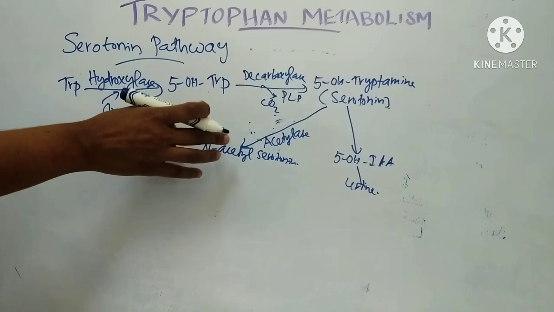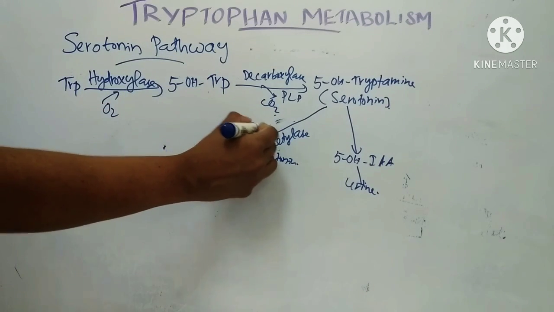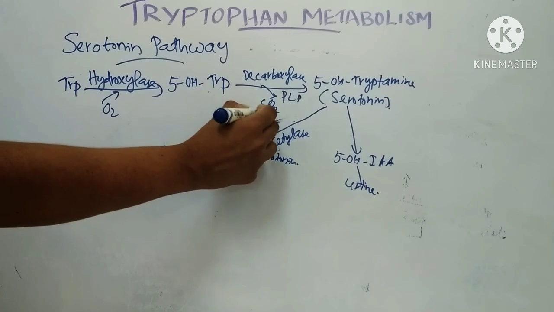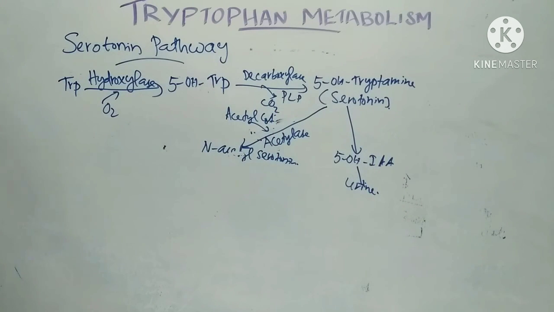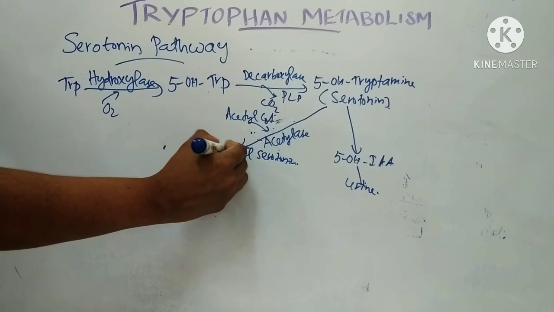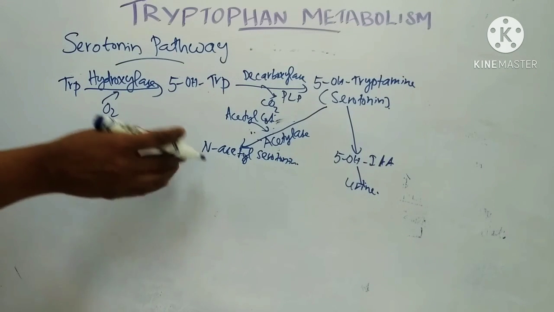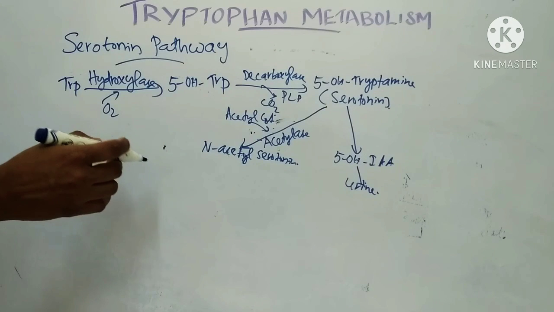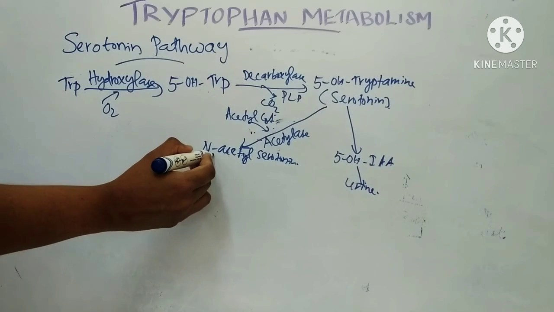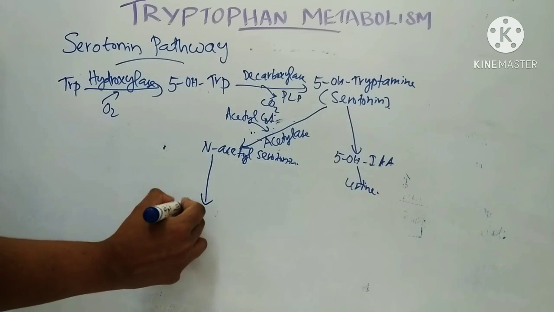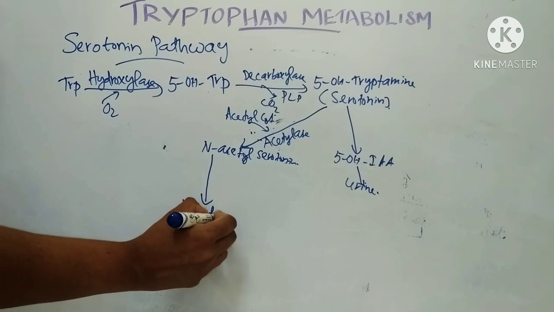Here, acetyl-CoA acts as acetyl donor and it forms N-acetyl serotonin. Then next step is methylation of this N-acetyl serotonin, and it forms melatonin.